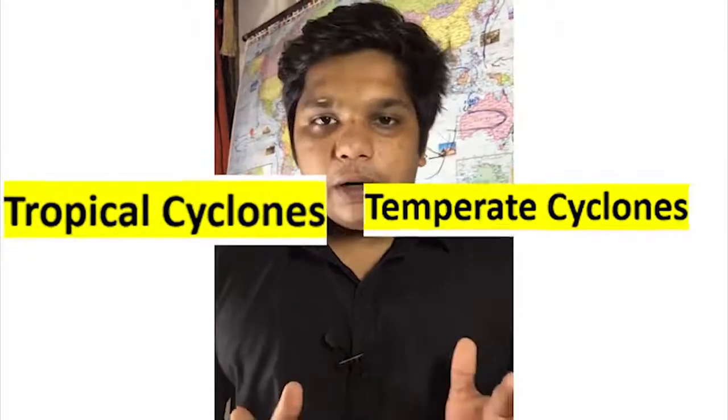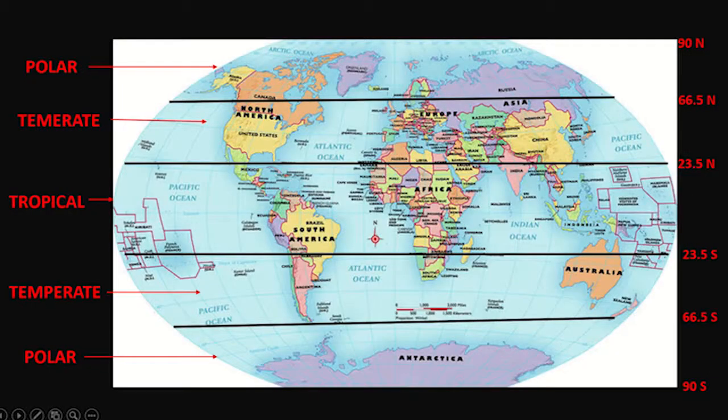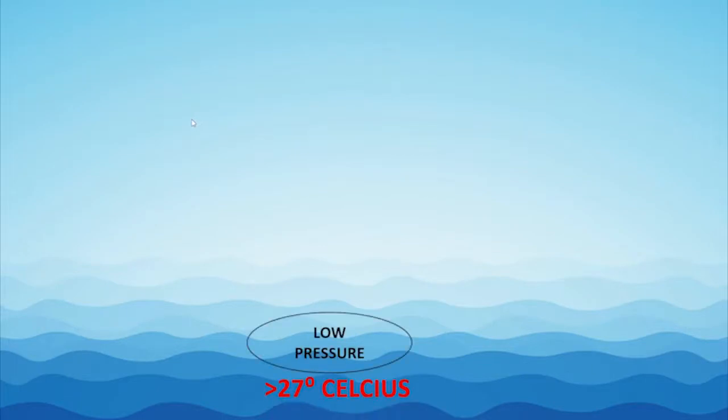Cyclones also have 2 types, that is tropical and temperate. Indian cyclones are tropical cyclones, as India lies in the tropical region. Now let's understand its mechanism. During summer, the temperature on water is more than 27 degrees Celsius, which creates low pressure on ocean bodies.